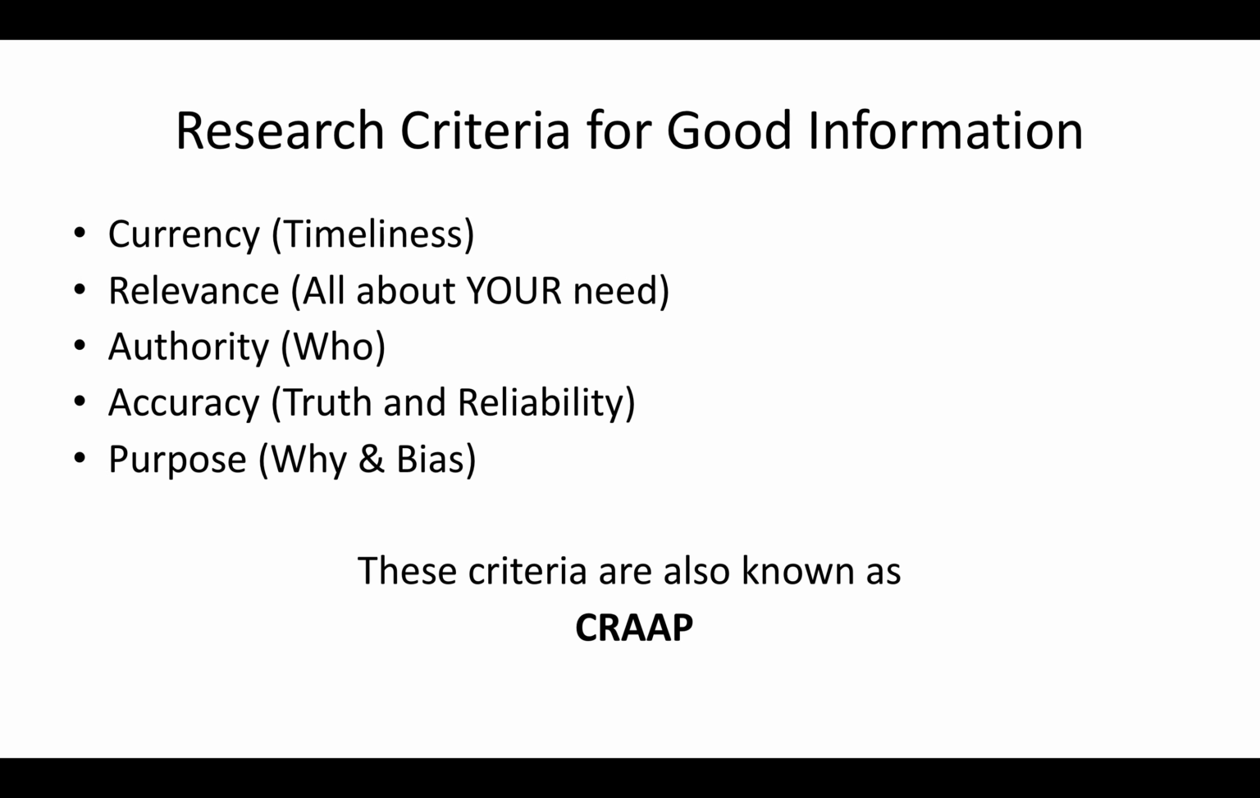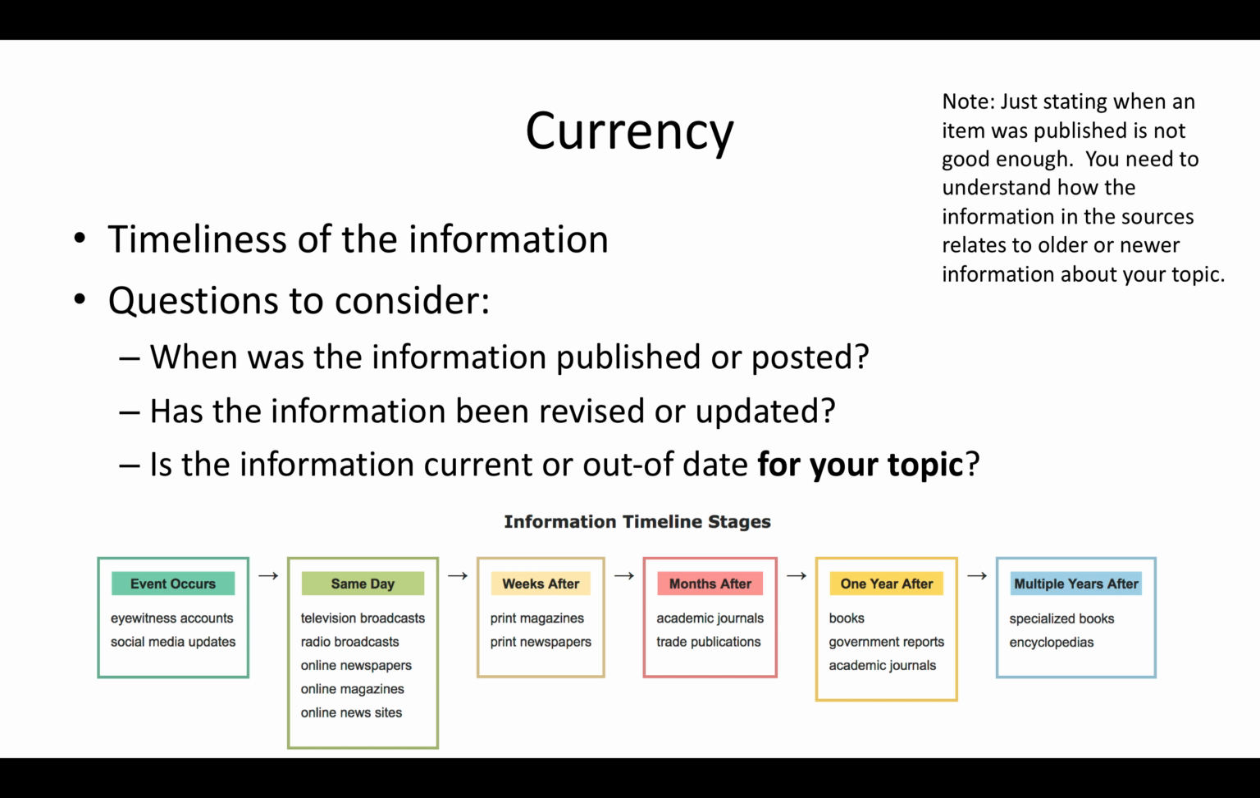So CRAAP stands for currency, relevance, authority, accuracy, and purpose. I'm going to go through each one of these and give you a little bit more information on what to look at and what to think about when you're going through these criteria. So with currency, you're talking about the timeliness of the information. Information occurs at the moment of the event and then multiple periods throughout after that, as you'll notice in the timeline down at the bottom right here.